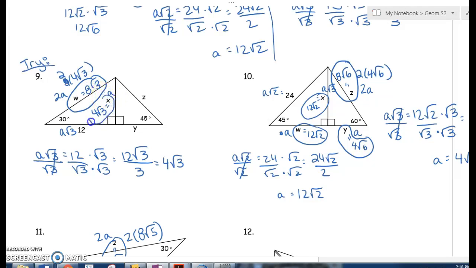All right, so x is 4 root 3, w is 8 root 3, and then you got to go to the triangle on the right. And in the triangle on the right, it's a 45, 45. So you've got A, and then A root 2. Since A is 4 root 3, we know that y is also 4 root 3. And then z is A times root 2. So A, 4 root 3, times root 2. You get 4 root 6. So z is 4 root 6. So I hope this helps.